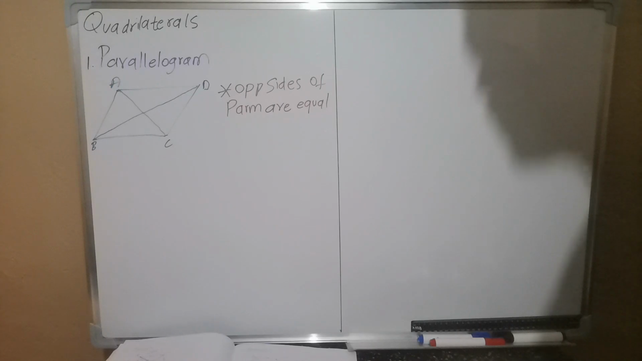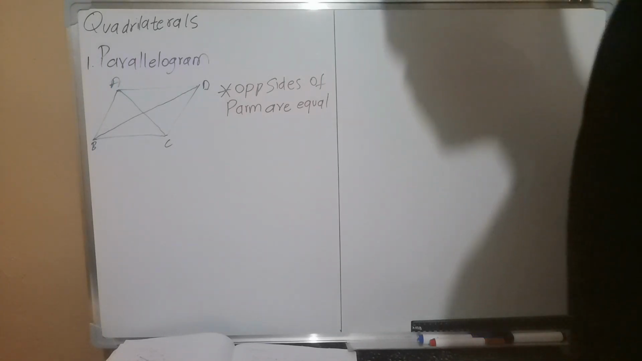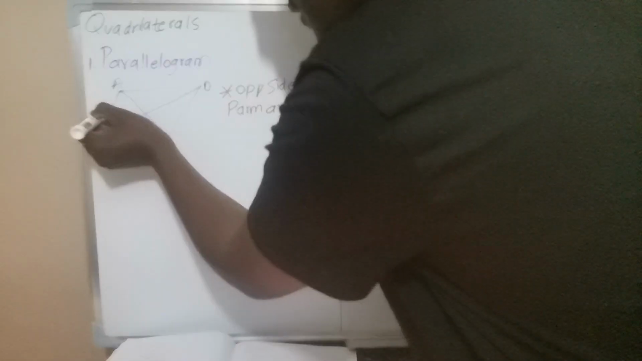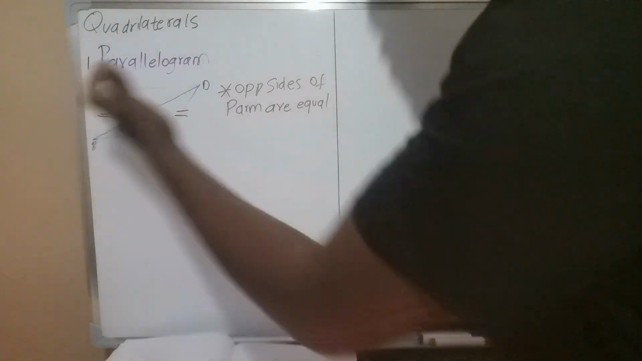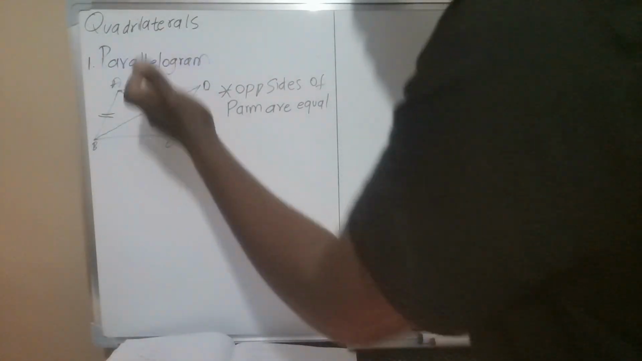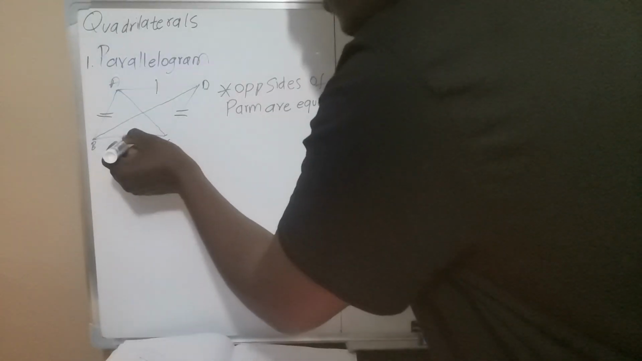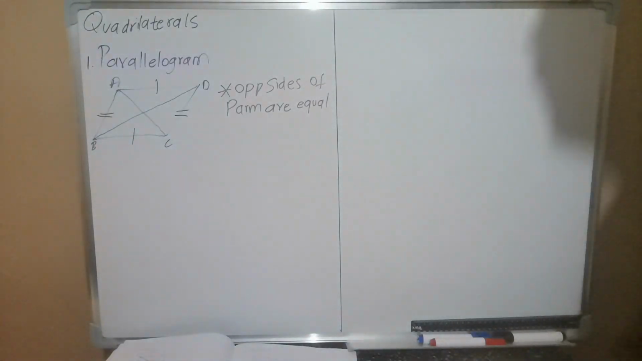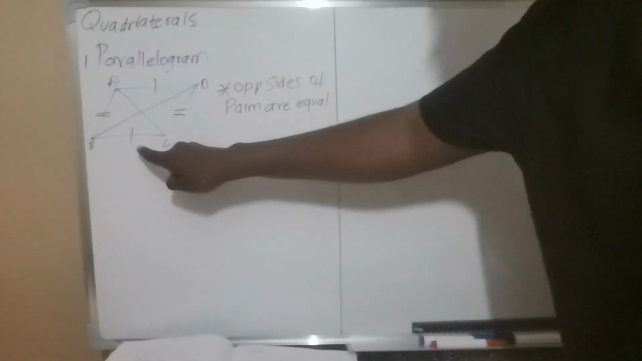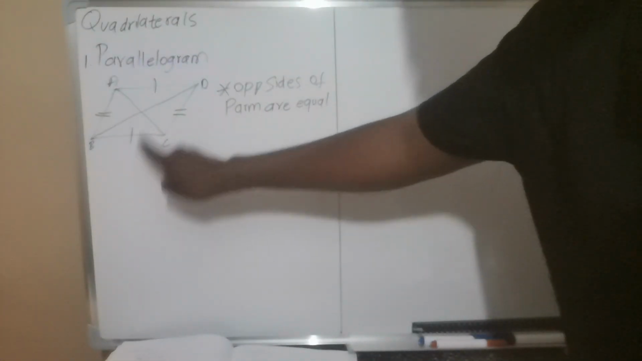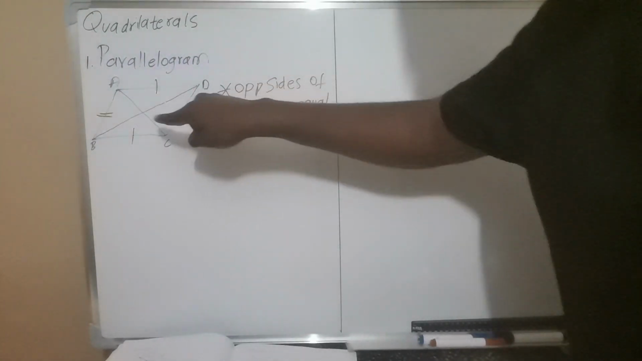I hope you can see it, guys. This means the opposite sides are equal. That means side AB is equal to side CD, and the opposite sides are equal, that means side AD is equal to side BC. But in this case, AB cannot be equal to BC. Can you see the marks here, guys? This is 1 mark, 1 mark, and 2 marks, 2 marks.